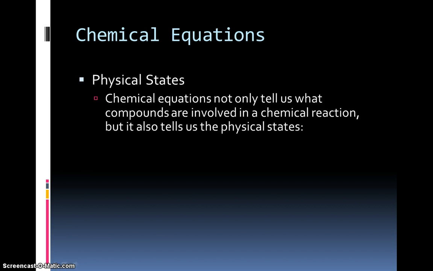Now, chemical equations not only tell us what compounds are involved, so what we're putting in and what we're making, but they also tell us the physical states of matter of each compound, which is very important for classifying chemical reactions, which is something we'll do in Chapter 8. So what we need to be able to do is understand the symbol that we see and the state of matter that it represents. So if you see a lowercase s in parentheses next to a compound, it means that the state of matter is a solid.